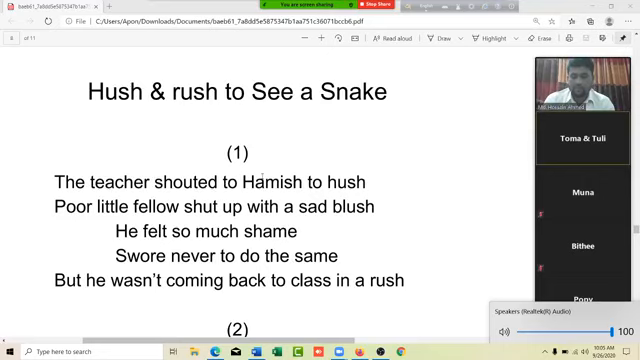Hasan rushed to see a snake. Poem number 1. The teacher shouted to Hamish to hush. Poor little fellow shut up with a sad blush. He felt so much shame, swore never to do the same, but he wasn't coming back to class in a rush.